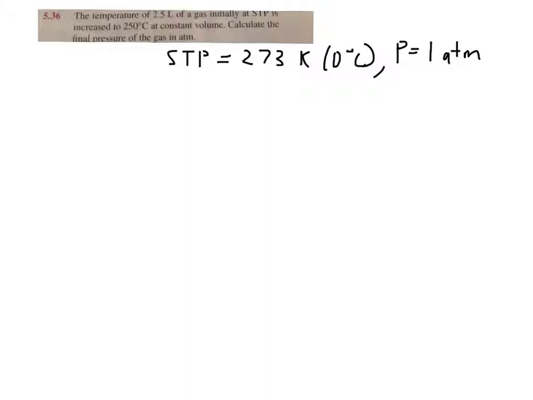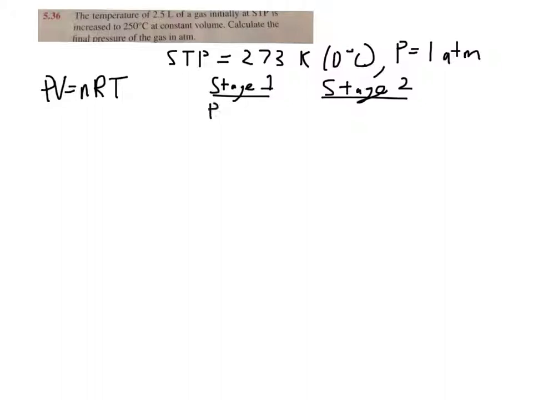Now let's write out our ideal gas law. So we have PV equals nRT. The thing for this one is we have two stages. We have an initial and a final. So let's call them stage 1 and stage 2.